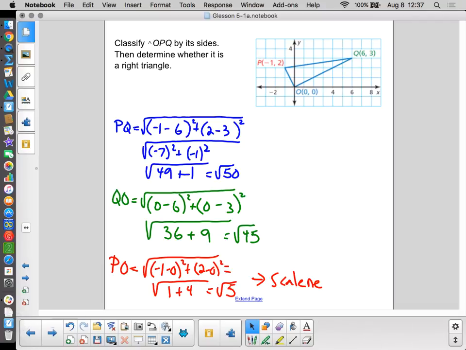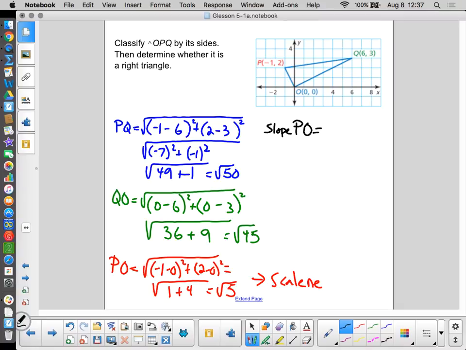The next question is, is it a right triangle? Well, we can prove it's a right triangle by finding if any of the sides are perpendicular. Clearly, the only sides we have to check here for perpendicularity are PO and OQ. So I'm going to find the slope of PO. Slope, again, if I want to do slope, I could probably do this just by counting squares, but I can also do it with a formula. So let's use a formula for now.